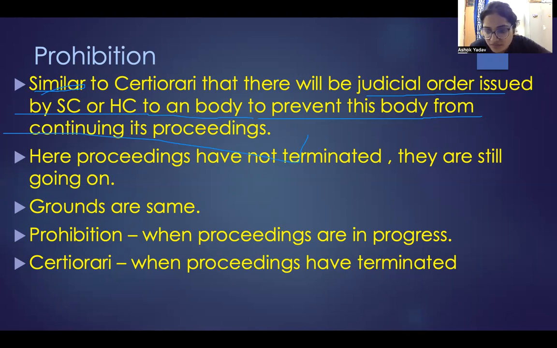So what is the difference between certiorari and prohibition? The main difference is one point: under certiorari the proceedings had already been completed, but in prohibition the proceedings are going on. That is, in certiorari the proceedings had terminated. Here, when the proceedings are going on, you pass this order and prohibit them from moving ahead. Okay. Now let's go to the next writ.